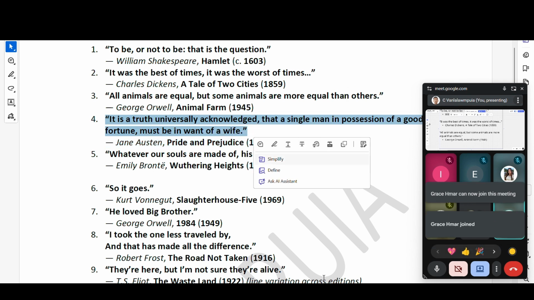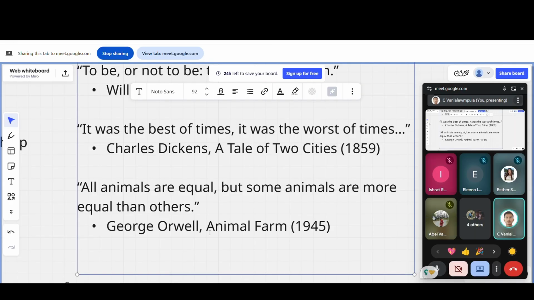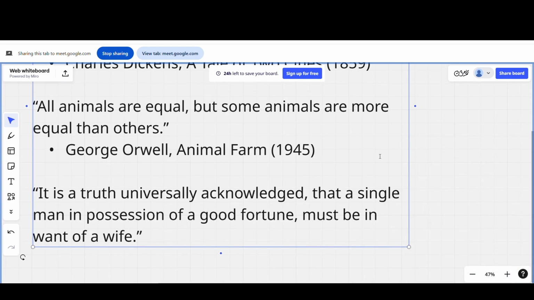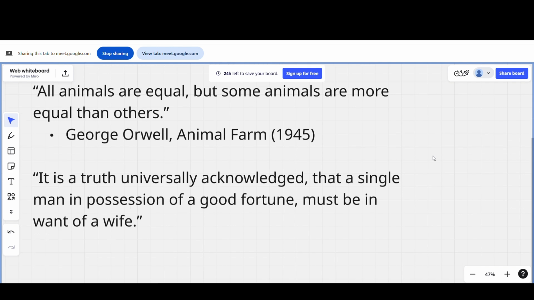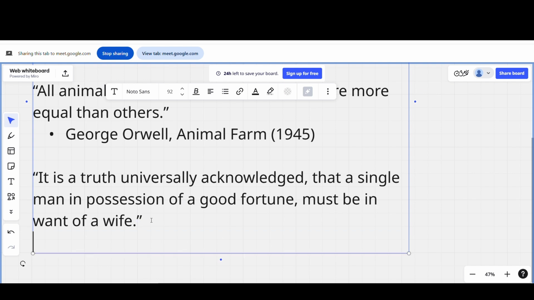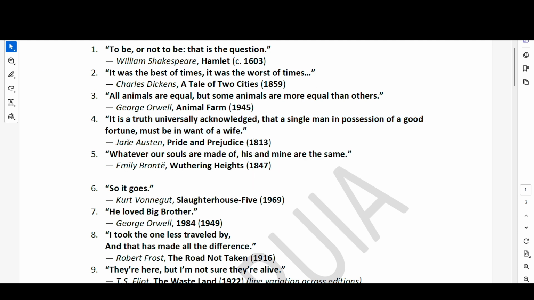This is also a popular one. Anyone knows this? It is a truth universally acknowledged that a single man in possession of a good fortune must be in want of a wife. Who wrote this and from which book? Most of these are taken from novels. So who's the author? Anyone? Type in the chat.